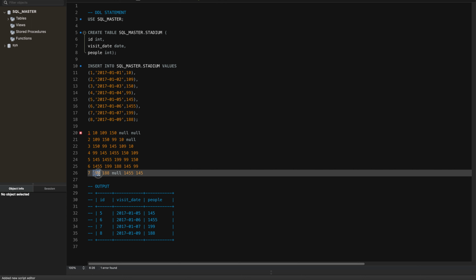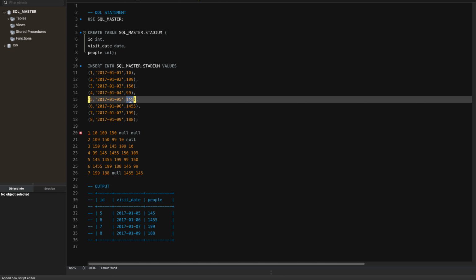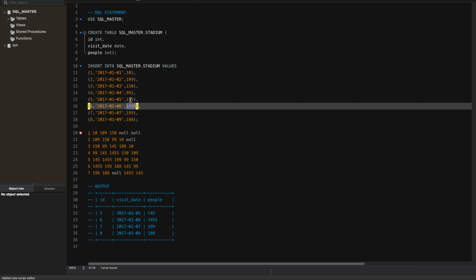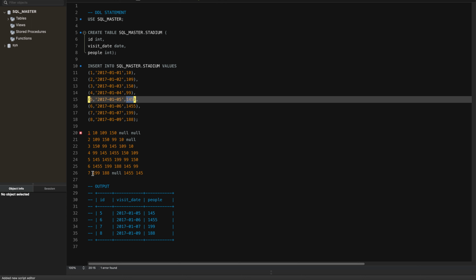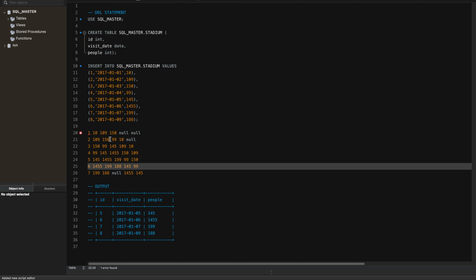But let us consider the previous consecutive rows. For 199, the previous is 1455 and previous to previous is 145, right? So current is 199, previous day is 1455 and previous to previous is 145. So now we are considering it in the backward direction, and ID 7 has consecutive rows where the number of people is more than 100. This is the logic that we'll be using to solve this problem.